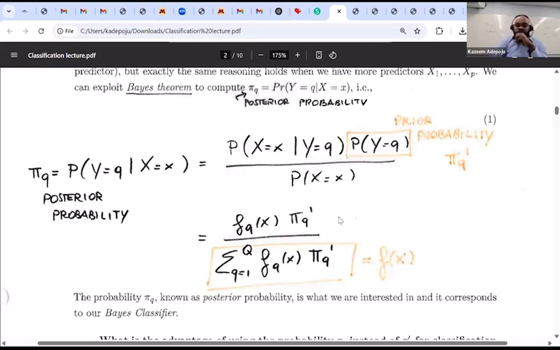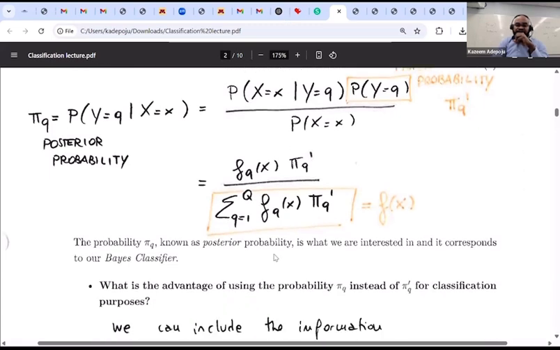So this is what we call Bayes classifier. So the probability pi q, which is the posterior probability, is the one that corresponds to the Bayes classifier. So that is that.